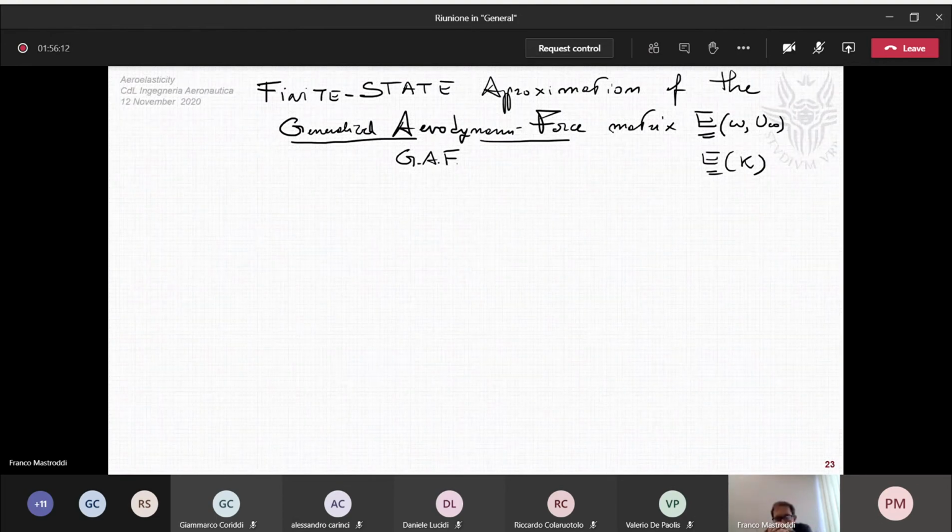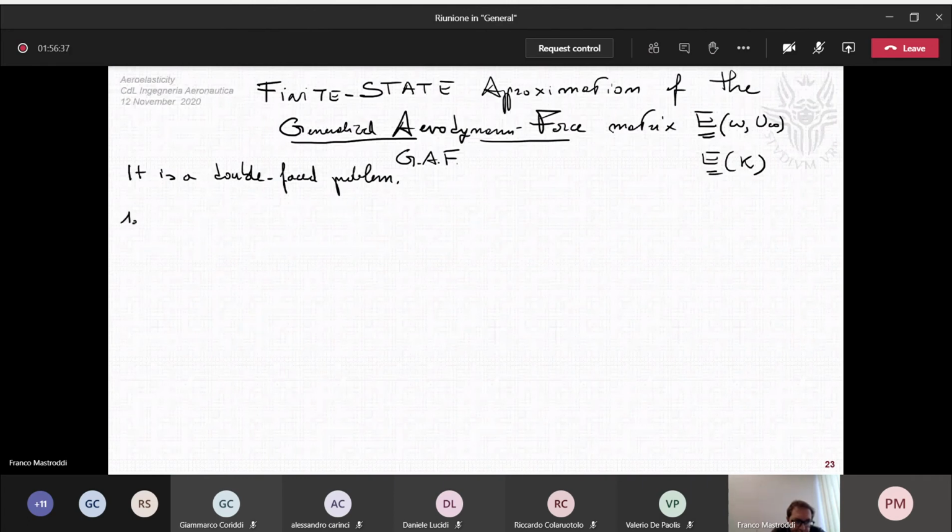Okay. And what is the point? This kind of approximation has a double phase. It is a double phased problem. First phase, you have a term of this aerodynamic matrix as a function of k.